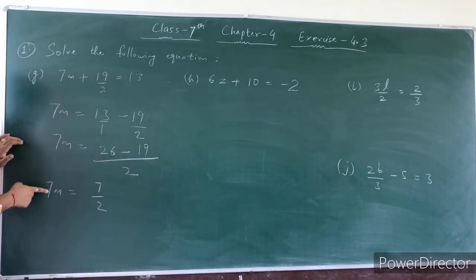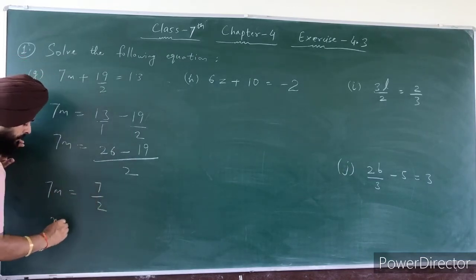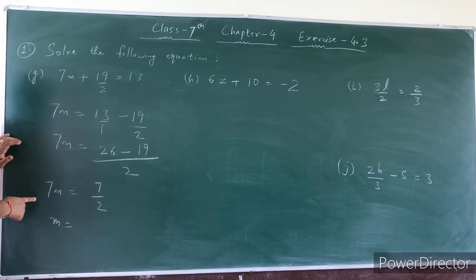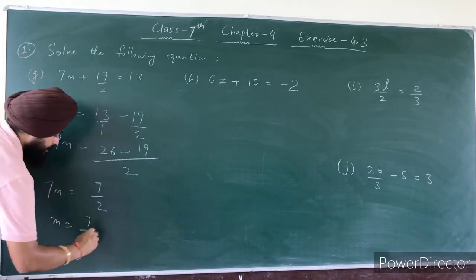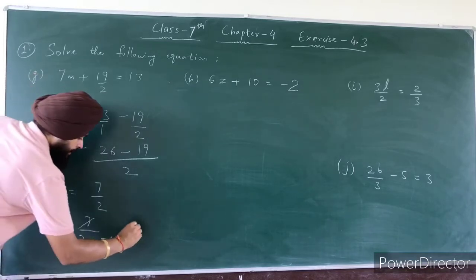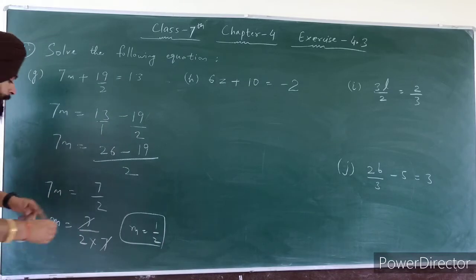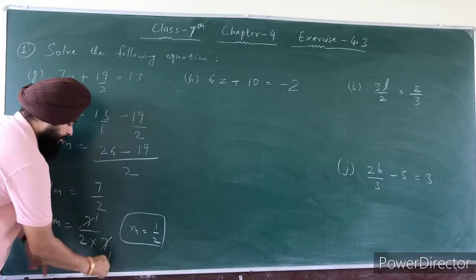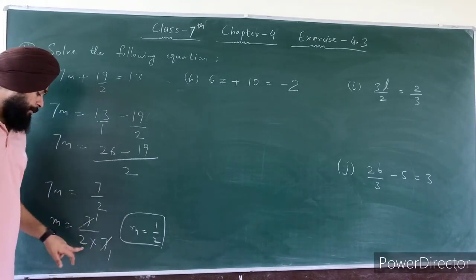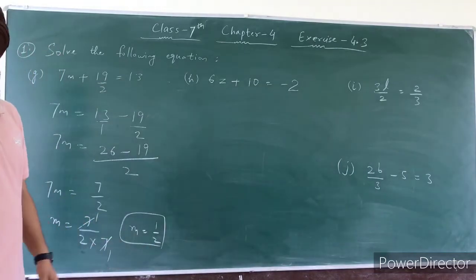Now you can take this 7 on the right hand side, it is divided with 7, because on the left hand side 7 is the coefficient of m. So it is 7 over 2 into 7. Now 7 cancels. So what is the value of m? m is 1 over 2, because in the numerator there is only 1. 7 ones are 7, 7 ones are 7. Numerator is 1 and the denominator is what? 2 ones are 2. So the value of m is here 1 over 2.